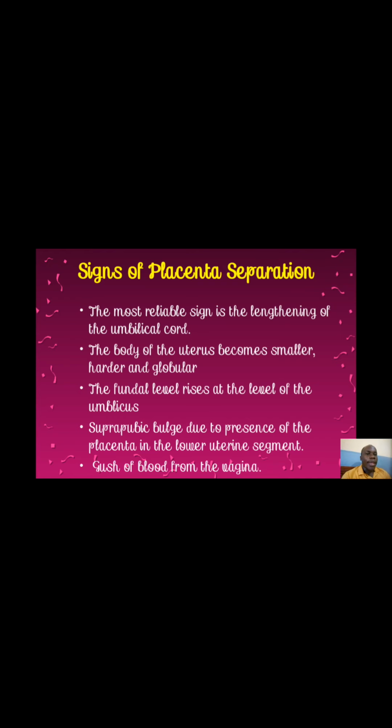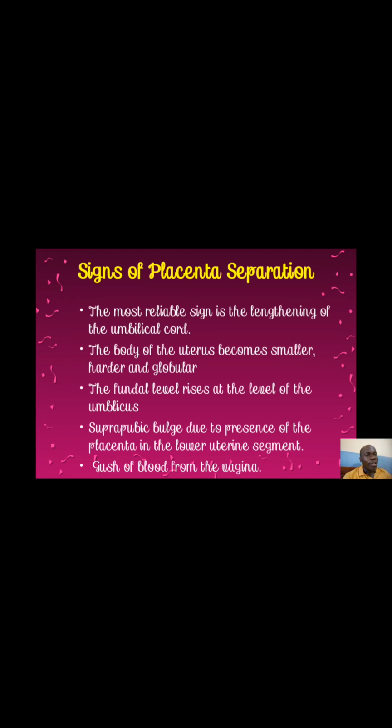The body of the uterus becomes smaller. Uterus baada ya mtoto kutoka au placenta kutoka, inakuwa kidogo, but also hard, inakuwa ni kidogo, kigumu, and globular, kama kiviringo fulani hivi.